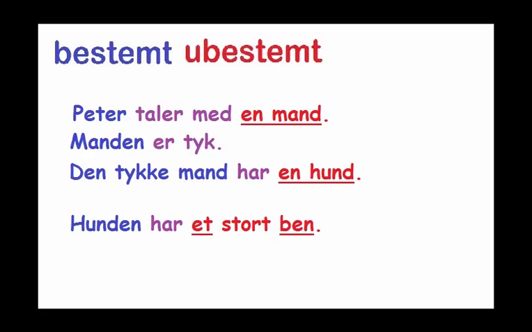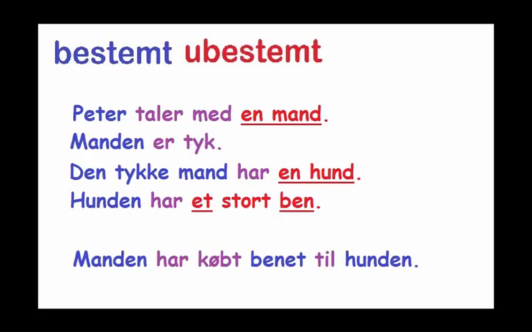Hunden har et stort ben. Now we know the dog, so we use the definite article. It's the dog from the story about Peter and the fat man. But we don't know the bone. The bone is news to us, and therefore we use the indefinite article. Manden har købt benet til hunden. See, now we know the man, the bone, and the dog, so we use the definite article. And our story ends because we've run out of new things to say.